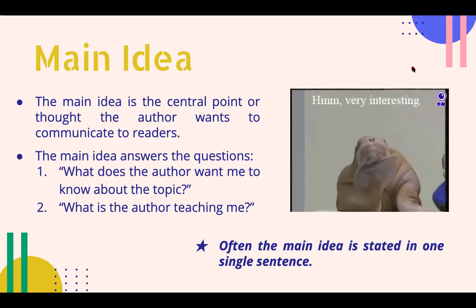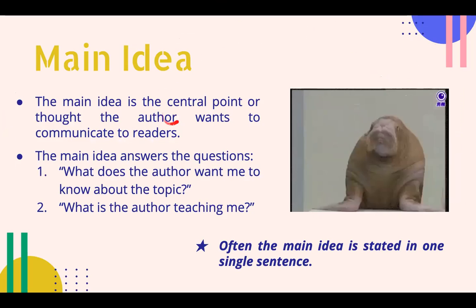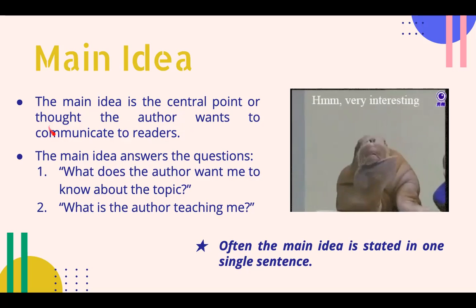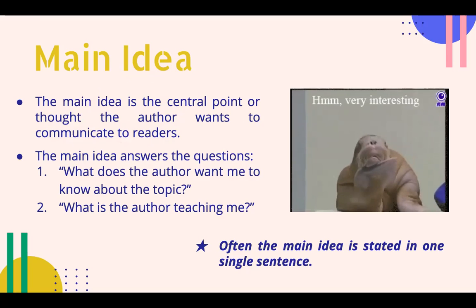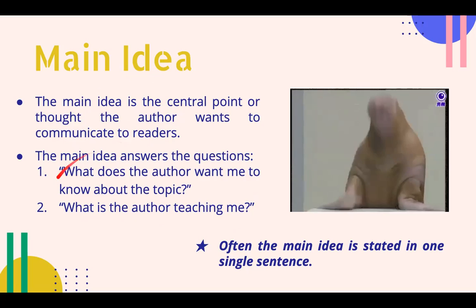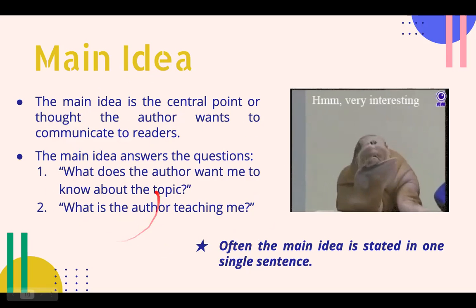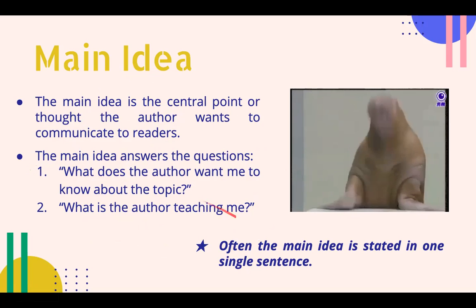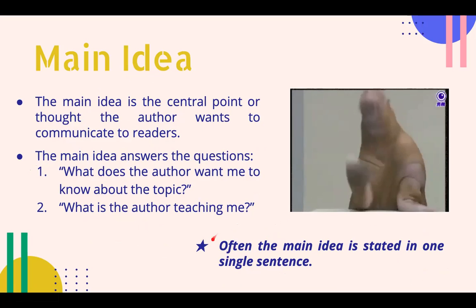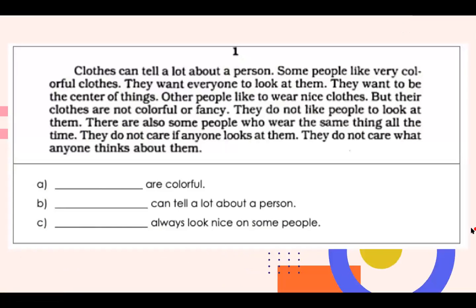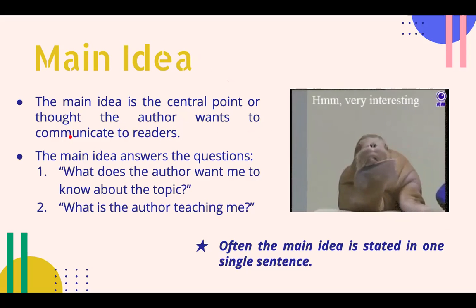Okay, so now we are going to look at the main idea. The main idea is the central point or thought the author wants to communicate to readers. The main idea answers two questions. What does the author want me to know about the topic? And what is the author teaching me? These are two important questions you can ask yourself when reading a text to get its main idea. Often the main idea is stated in one single sentence, so we're going to find the main idea in one sentence. Okay, then we're going to start practicing. Any questions about this? Or is it clear? You guys probably know what the main idea is, the general idea.